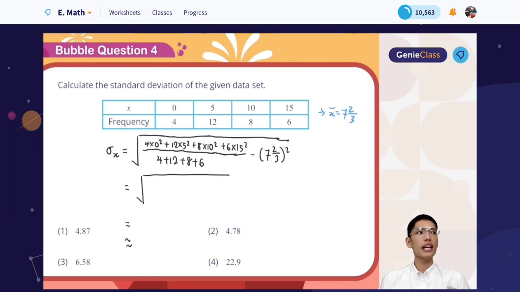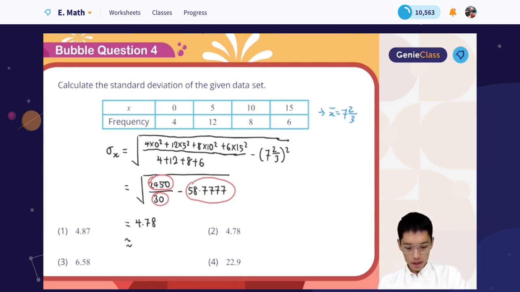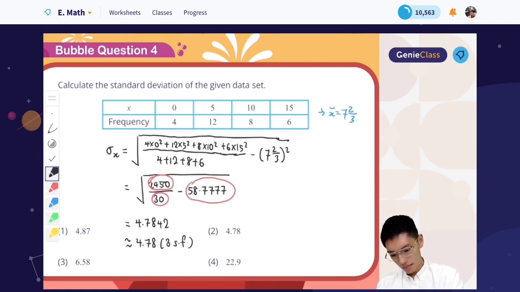Again, the key values to write in your working: it's going to be 2450, top value 30, minus 58.7777 in this case. Truncate if you need, if you don't want to write the fraction. In this case, just write these three values over here: 2450, 30, and the square of the mean. After that, click your calculator, punch in, but take note, don't key in the wrong value. 4.7842, round off to 3SF, 4.78 in 3SF, and henceforth that is my answer.